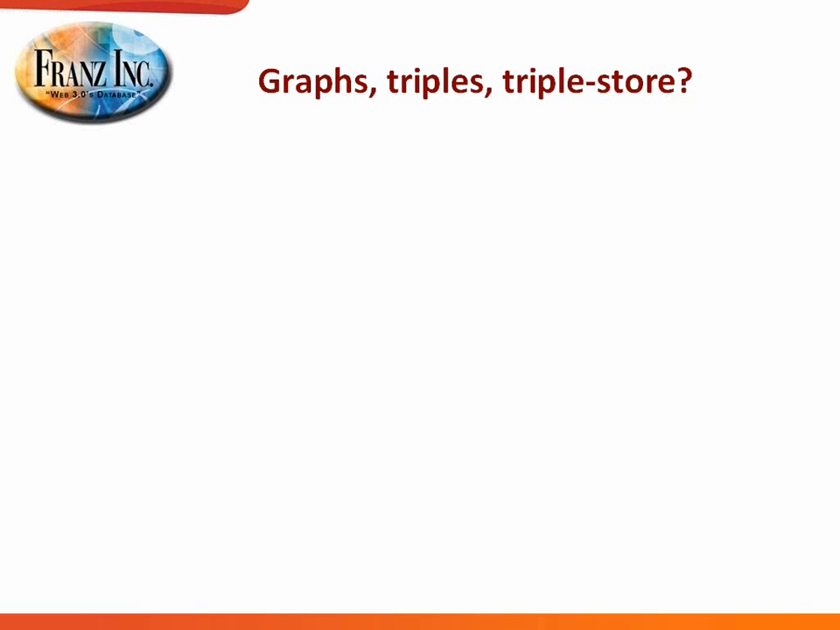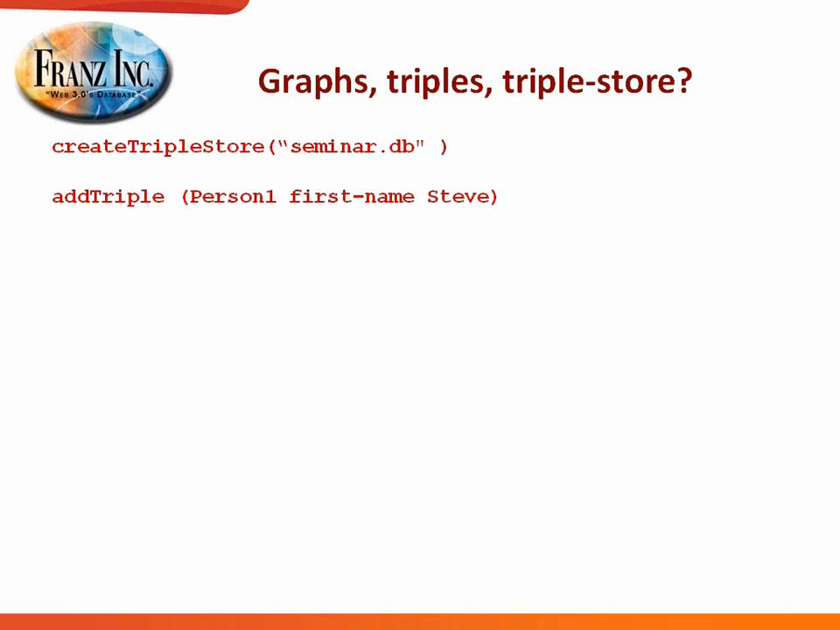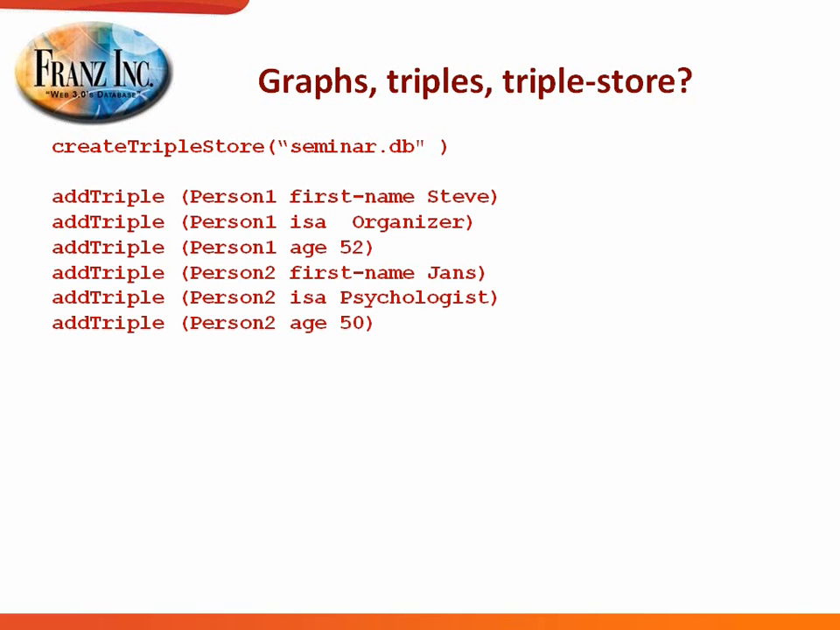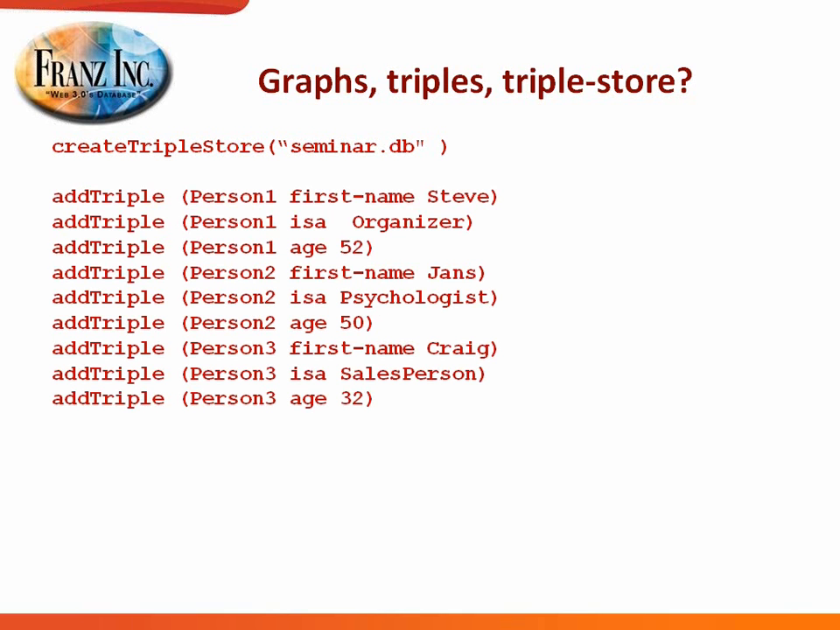Now about graphs, triples, and triple stores. Again, I keep this very short. I always explain to people that if you have a relational database, you start with a schema. Well, in the triple store, you just open the database, and now you can just say what you want to do. I can add triples. This is very regular data: person with the first name and age. I could do just as well in a relational database.